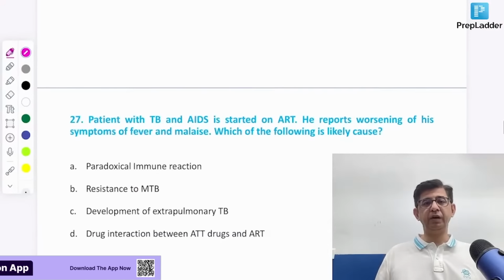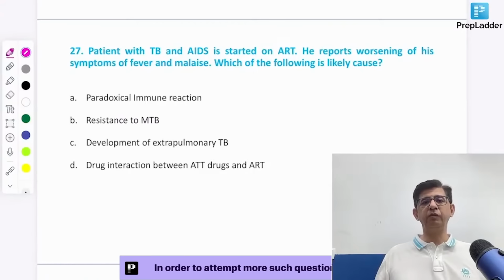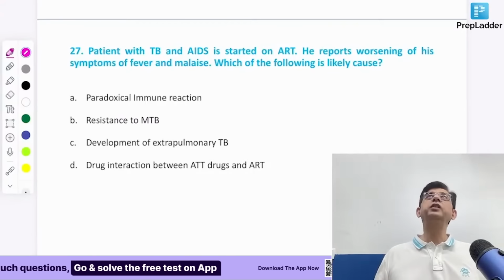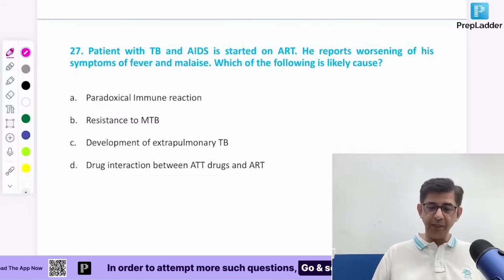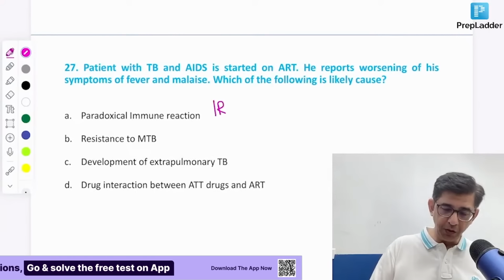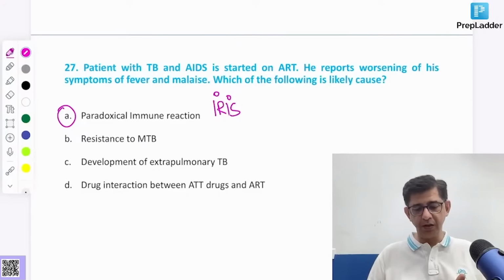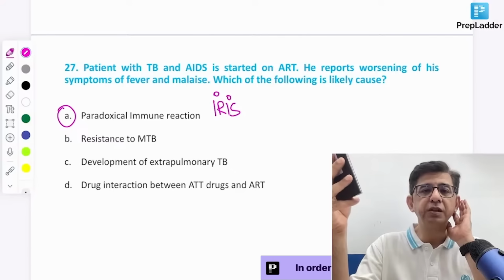Let's move to 27. Again, a PYQ. A patient with TB and AIDS is started on antiretroviral therapy. He reports worsening of his symptoms with fever and malaise. Which of the following is the likely cause in this case? The moment he says TB and AIDS in a patient and worsening of symptoms, you are talking about IRIS, immune reconstitution inflammatory syndrome, very typical for AIDS questions. That is a paradoxical immune reaction. So this is again an easy one to be picked up. Yes, the answer in this question is A.